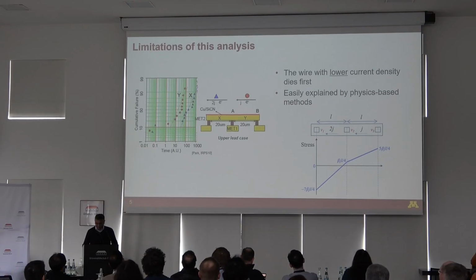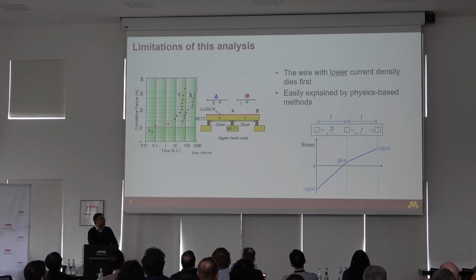So purely living with current densities doesn't actually explain this, but there is this alternative universe of so-called physics-based models which explain it really easily. If I take the same wire with J and 2J, you can actually show that the stress buildup looks something like this, and the stress in this wire builds up on the stress that has already been built up over here, and so this high positive tensile stress actually causes a break in the wire over here, even though it has the lower current density.